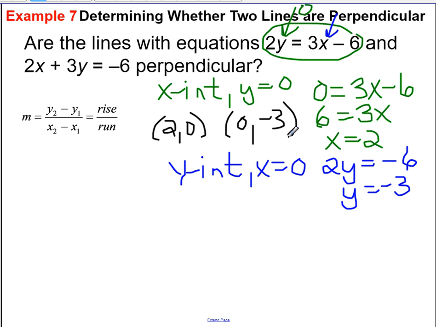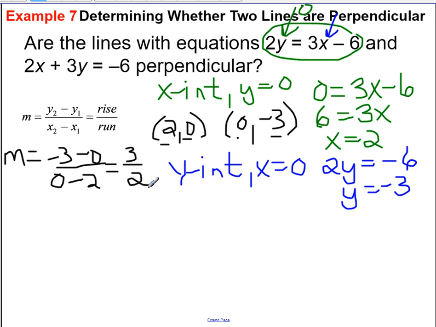Now let's look at finding the slope of that line using the slope formula. Our m is equal to y2 minus y1 over x2 minus x1. This simplifies to -3 over -2, or 3/2. That's the slope of the first line. Now let's find two points on the other line to determine if they are opposite reciprocal slopes.